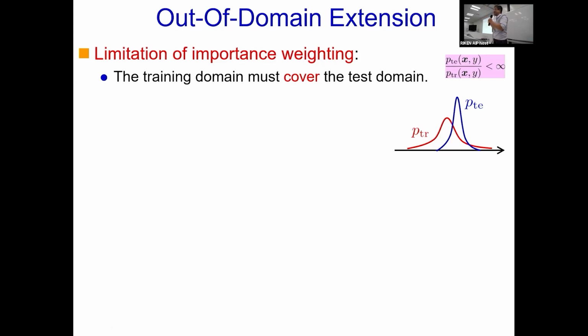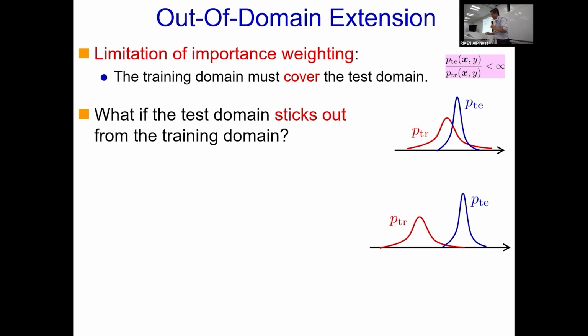But this was not really true in that case, because we assumed we have a Gaussian distribution for the training distribution. Then basically the Gaussian tail still covered the test domain. That was the kind of hidden assumption behind. But in reality, we really want to solve a problem like this. The test distribution sticks out from the training domain. And we want to somehow identify this point.